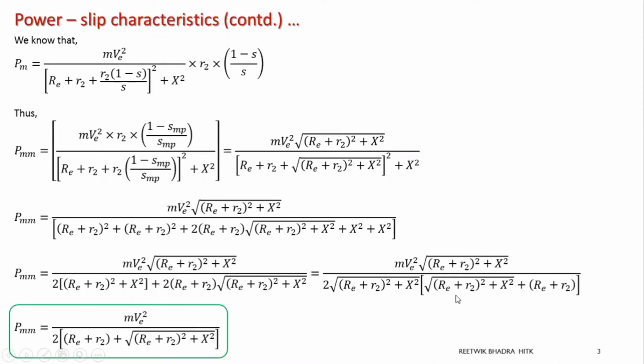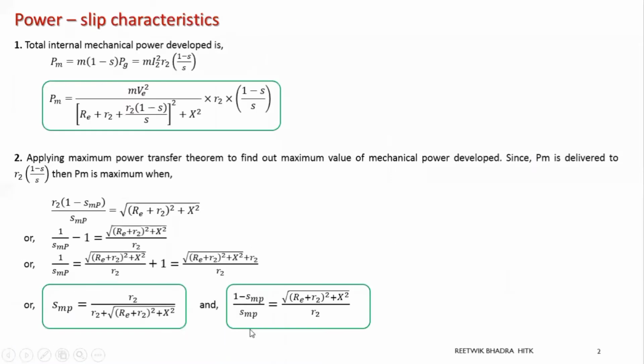That means 2 into square root of this term plus RE plus R. So this is the maximum value of mechanical power developed in your induction motor. These formulas you will be requiring while solving problems. That's why we are deriving all these formulas.